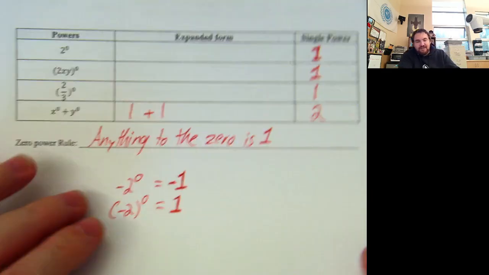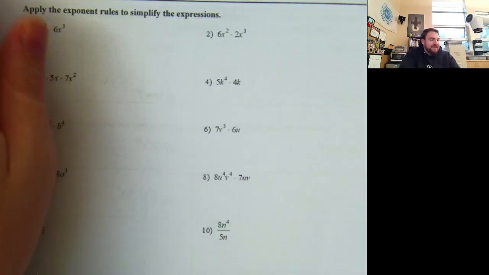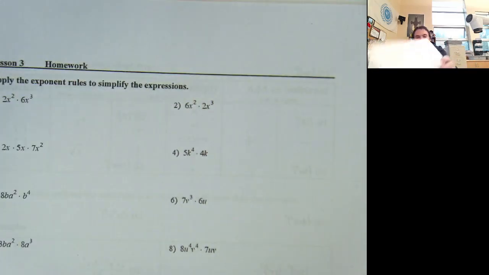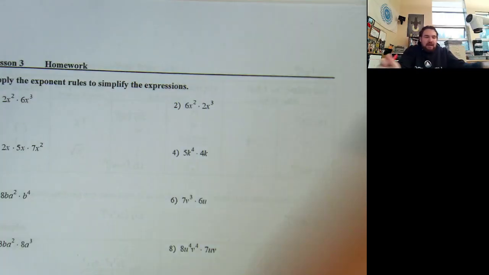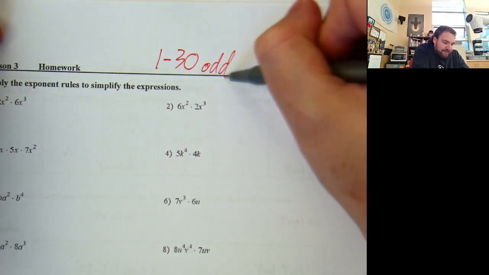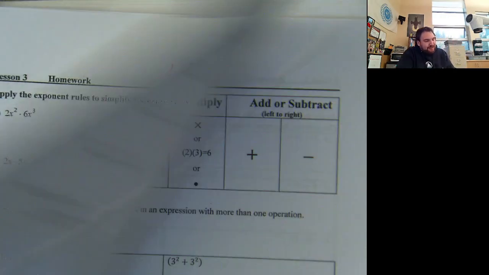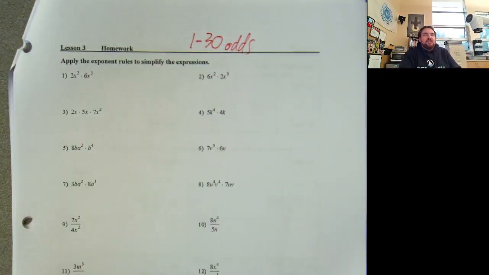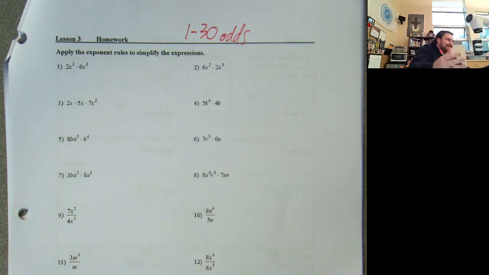Okay, there is 5 minutes left. Flip to page 8 in your booklet. Here is the page I want you to start on your homework. I want you to do questions 1 to 30 odds. But the page only goes to 16, which means you need to flip it over. 1 to 30 odds on your market set go.